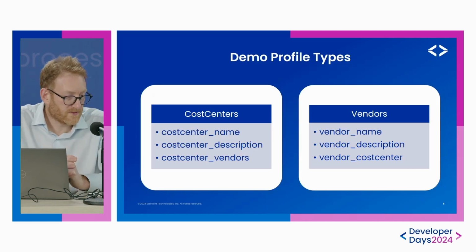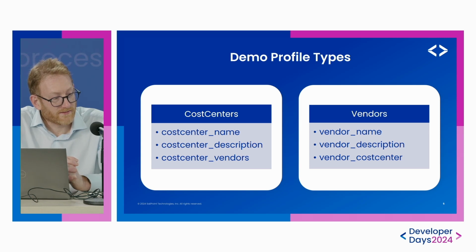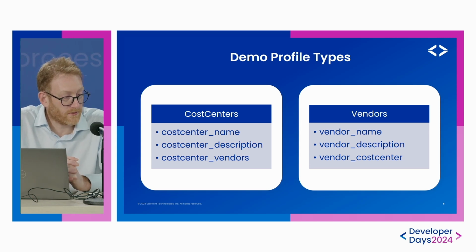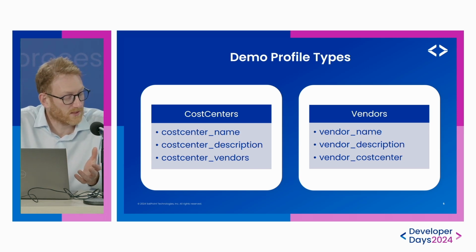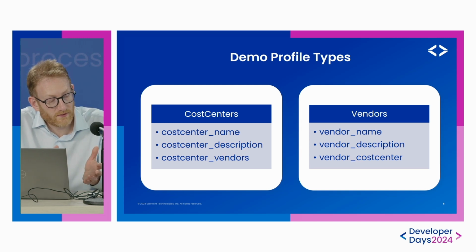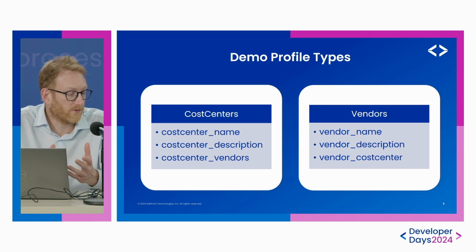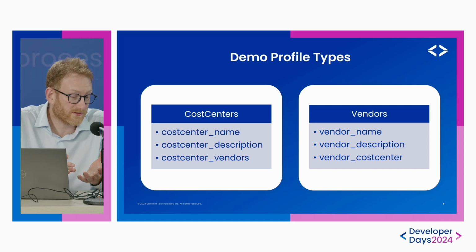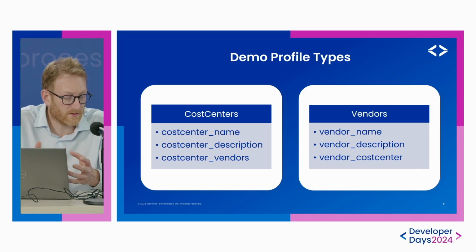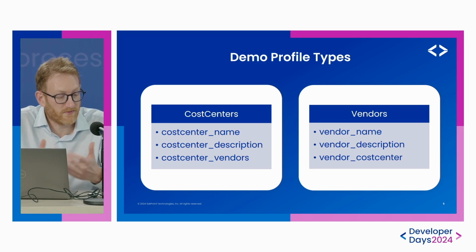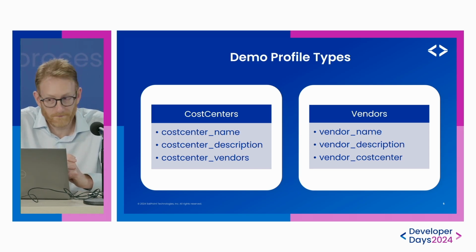So for this demo, we will use two profile types. We will use a cost center and we will use vendors. Both these profile types have specific attributes: the name, cost center descriptions, or vendor name and vendor descriptions. And there is also the cost center vendors or vendor cost center, which are relations, which put relations between cost centers and vendors, as a reference example. Okay.